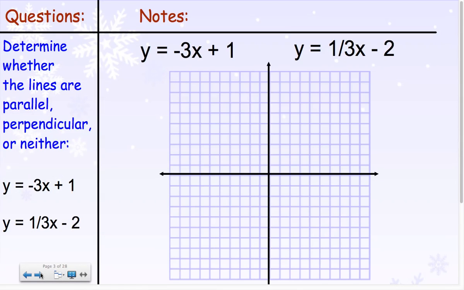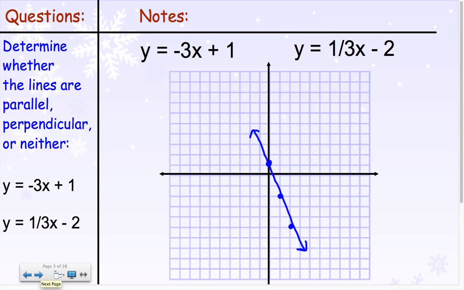Determine whether the lines are parallel, perpendicular, or neither. We're going to do 2 things to figure out whether or not these are parallel, perpendicular, or neither. The first thing I'm going to do is graph them. They're both in slope-intercept form, which means they're ready to graph. If I graph this first one, negative 3x plus 1, I'm going to put the first dot on positive 1. Then I'm going to rise negative 3, run 1, rise negative 3, run 1. So that is my first line.